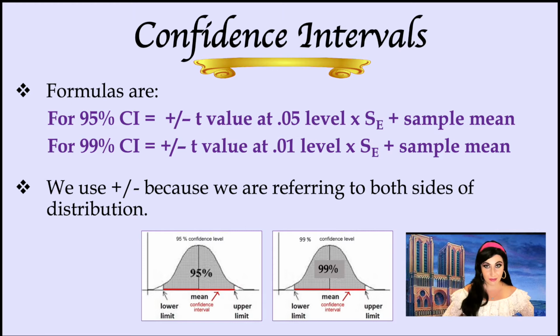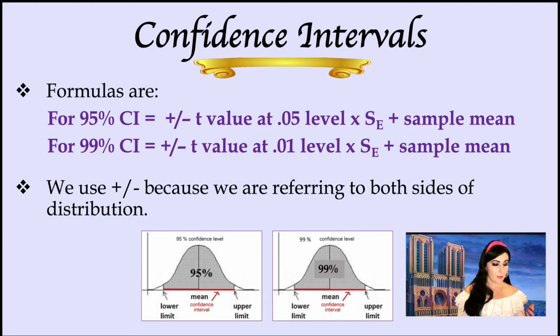So for the 99% confidence interval, we take once again the positive and the negative t-value at the 0.01 level this time. 0.01 because it represents the 1% chance of error that we're willing to accept. We multiply that by standard error, and then we add the sample mean.